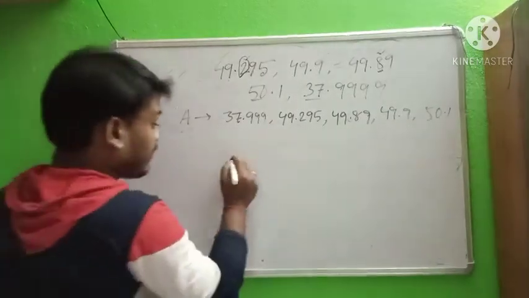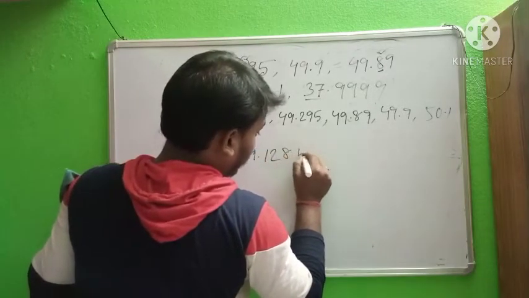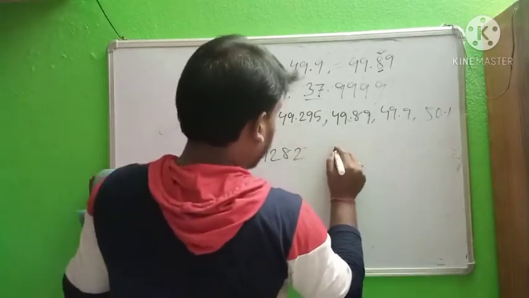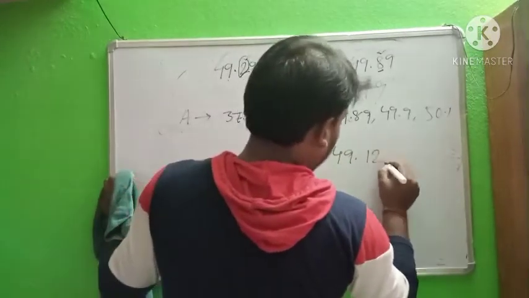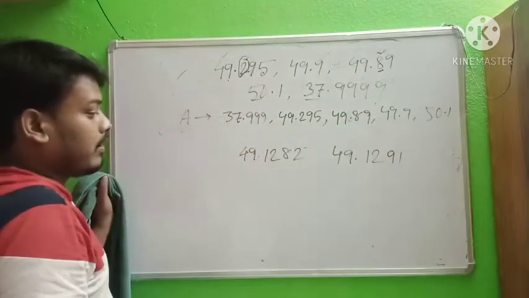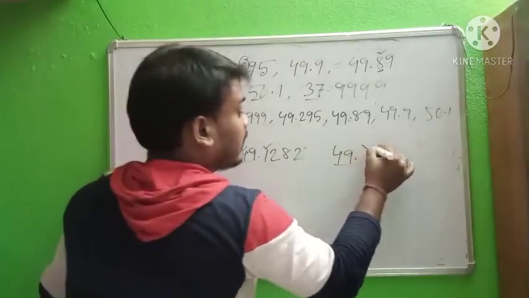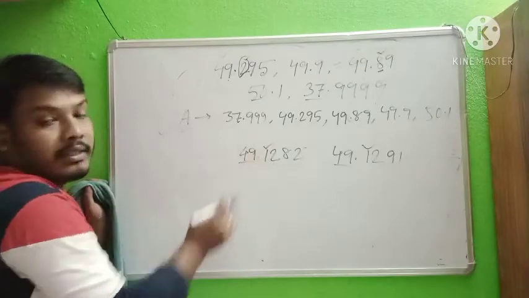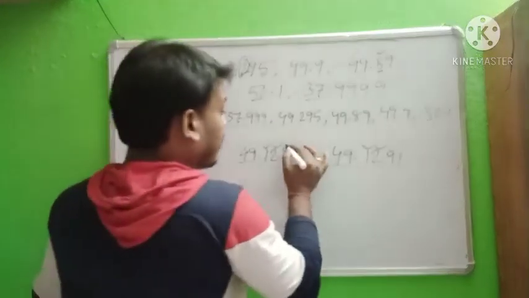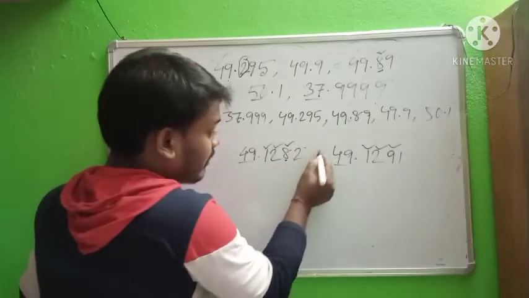Another example: 49.1285 and 49.1291. Okay, which one is bigger? The whole number part is equal, so we check digit wise. First digit same, so we cannot say with this digit. Second digit same, so we cannot say by this digit. 8 and 9, which one is smaller? 8 is smaller, so this number is smaller.